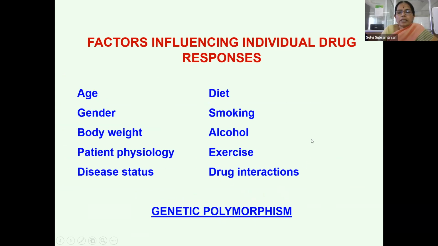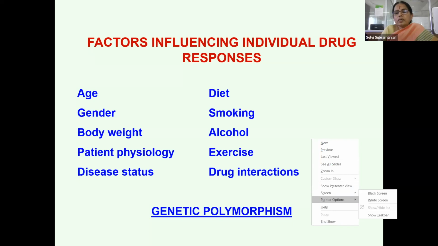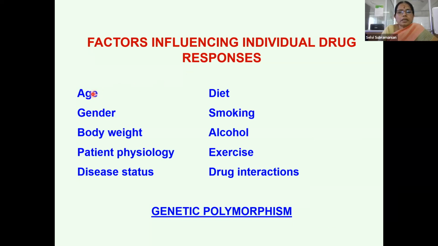Apart from that, there are some environmental factors that also influence the drug response. They are age, gender, body weight, patient physiology, diet, smoking, alcohol, exercise, and drug interaction. So these are the environmental factors. How old are you, whether you are a kid, an adult, or an old-age person, depending on that, the drug may suit you or may not suit you.